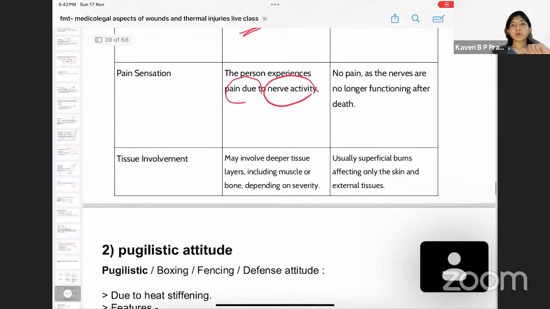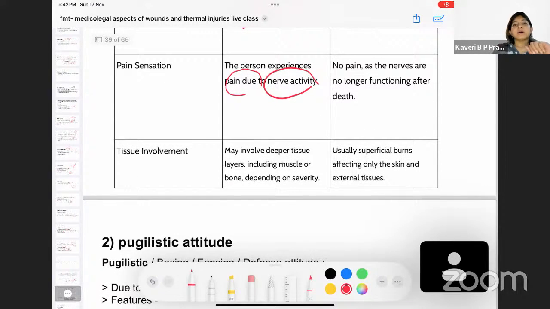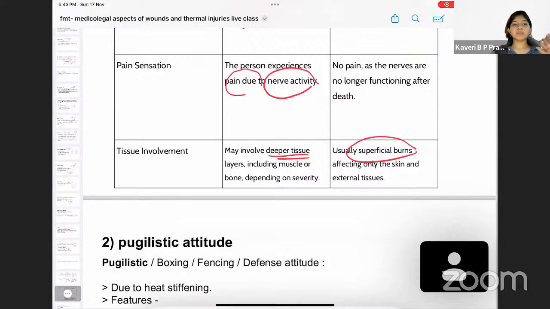Coming to the tissue involvement, an antemortem burn involves deeper tissues, including muscles, bones, and all. And it depends on severity. For example, if it is a flash burn, it is going to affect only the superficial layers. Whereas if it is a deep burn, a third degree burn or a fourth degree burn, it is going to affect all the internal deep structures like muscles and bones. But coming to postmortem burn, only the superficial layers, like skin and the external tissues, are going to be affected. So these are the various differences that you have to know between antemortem and postmortem burn.